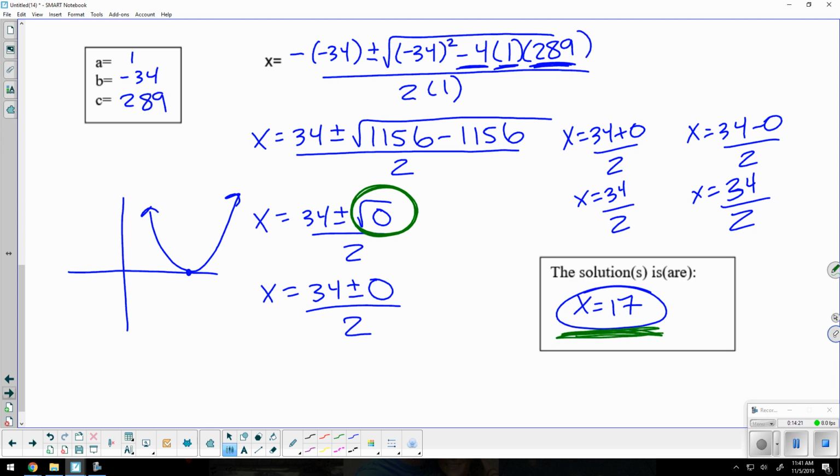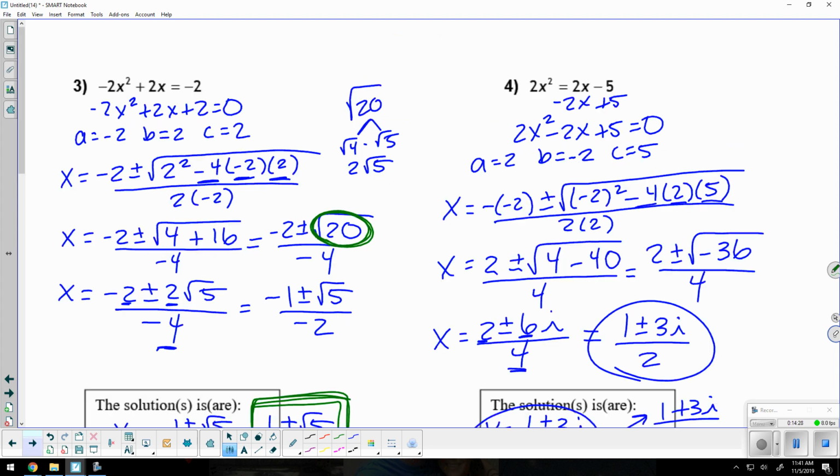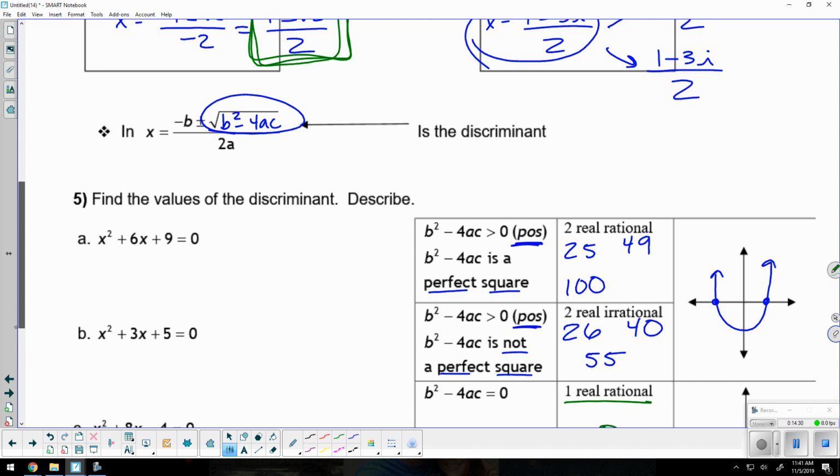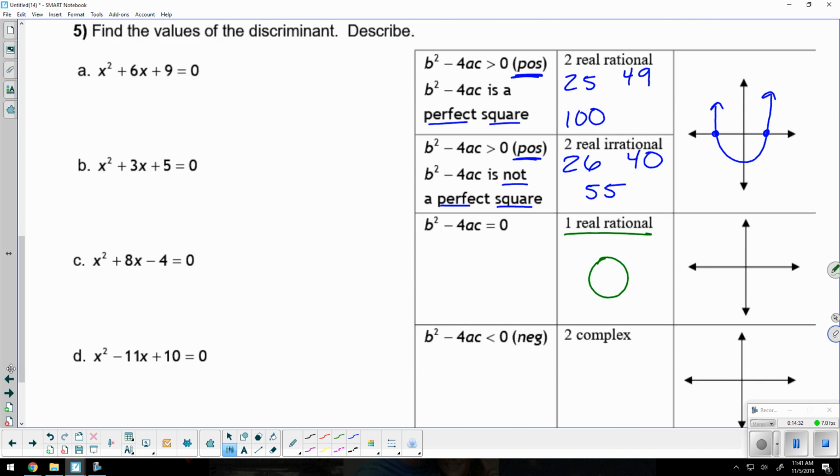So if you do b squared minus 4ac and you get 0, you're only going to have one real rational solution. And again, what that's going to look like, I already kind of mentioned it, it'd be a parabola either facing up or facing down, but it's just going to be touching the x-axis at that one solution.